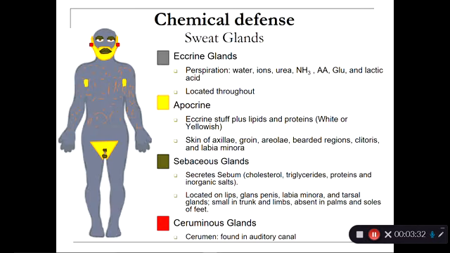So let's look at some chemical defenses just because we can. You got the different types of glands. Maybe you're remembering this from A&P 1. We got the eccrine, apocrine, sebaceous, and ceruminous glands.